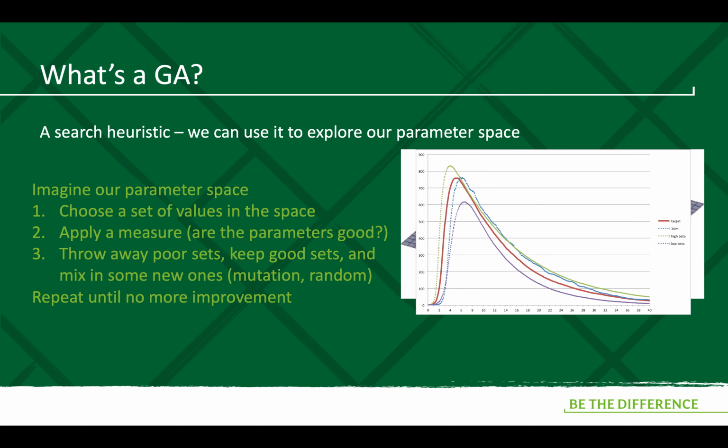So I can think about that in terms of graphs. So which one of these graphs matches the solid red line best? I choose that solution. So then I just have to throw away the poor ones, keep the good sets of parameters, and maybe add in a bit of mutation so that I explore a bit more of the space. And I just repeat until there's no more improvement. And I can do this because I've got a measure. So I know how good the parameters are.